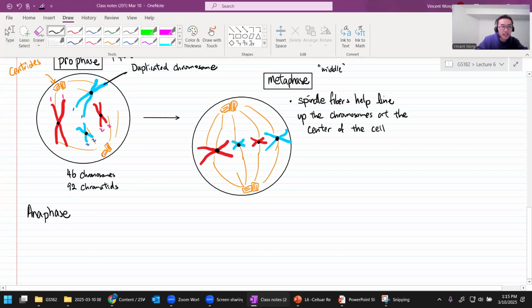Next, we have anaphase. A for apart. Pulling the chromosomes apart. Oh, by the way, over here, it is still 46 chromosomes, right? 46 chromosomes.